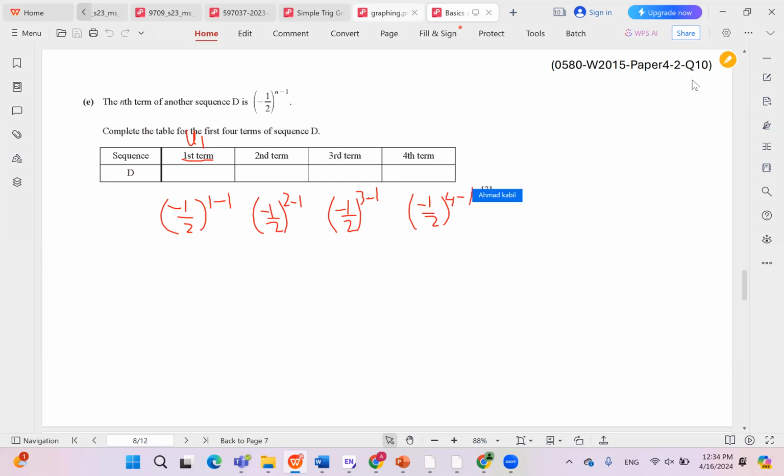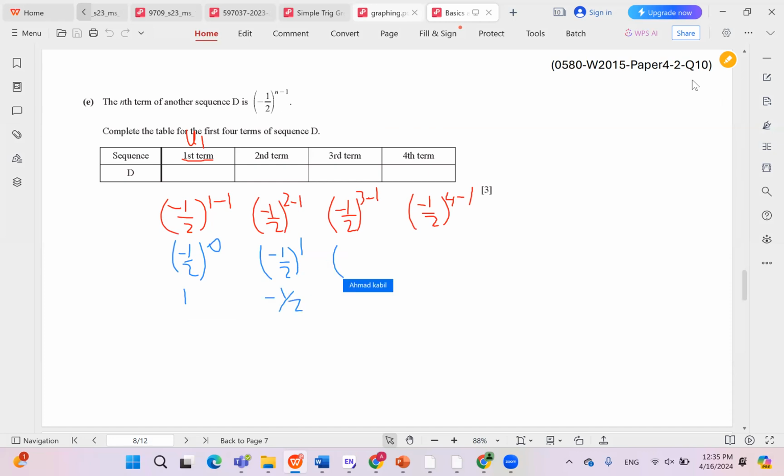So the idea is that you remove n and you put the index of the term, whether 1 or 2 or 3 or 4. Next, you just simplify and find the final answer of each. So for this one, it becomes negative half power 0, and this is equal to 1. Here we have negative half power 1, and this is equal to negative half.